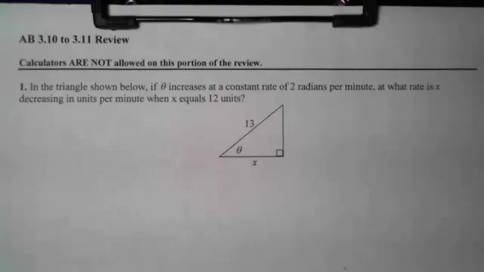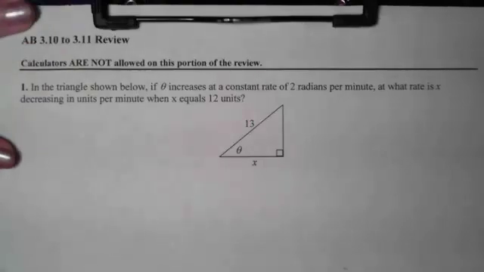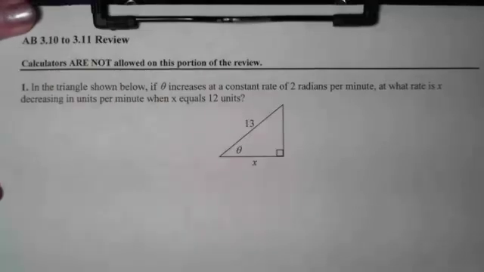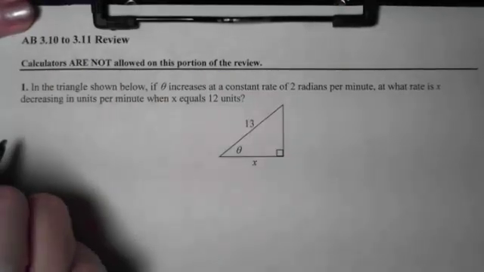This is the 310 to 311 review. Number 1, calculators are not allowed. In the triangle shown below, theta is increasing at a constant rate of 2 radians per minute, and the question is, at what rate is x decreasing in units per minute when x equals 12? So this is a full-on related rates problem.